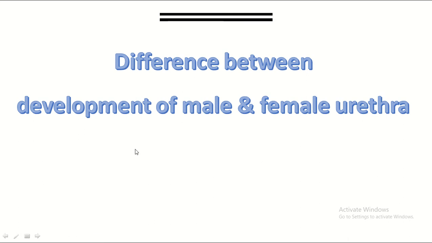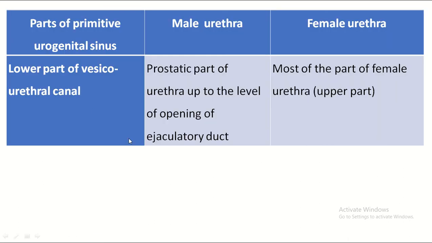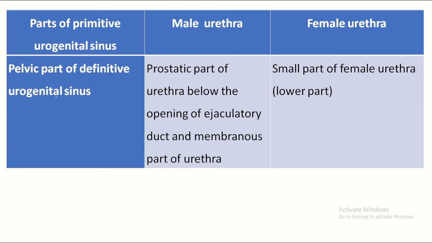Now the difference between the development of the male and female urethra. The lower part of the vesicourethral canal, in the male, forms the posterior part of the urethra up to the opening of the ejaculatory duct, and most of the female urethra is developed from the lower part of the vesicourethral canal. The pelvic part of the definite urogenital sinus forms the posterior part of the urethra below the opening of the ejaculatory duct and the membranous part of the urethra, and in the female, it forms only the small distal portion of the urethra.